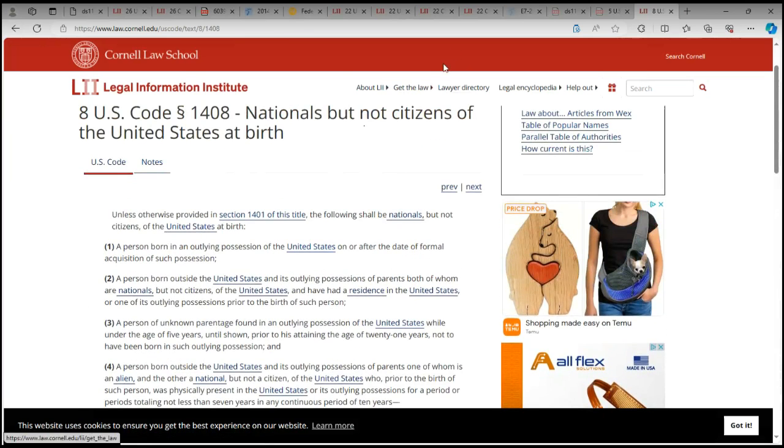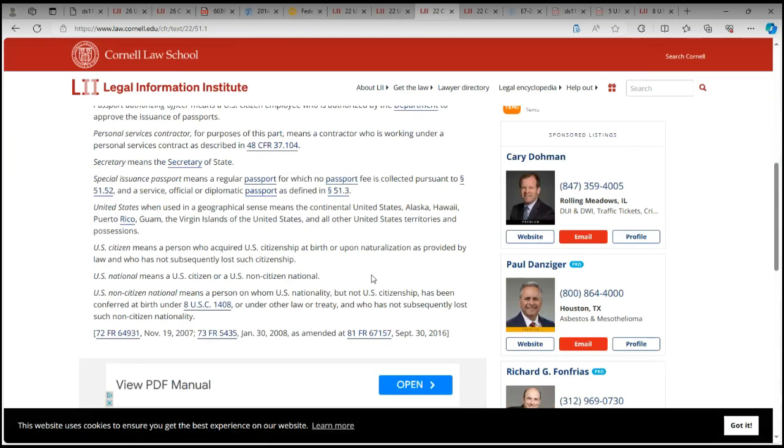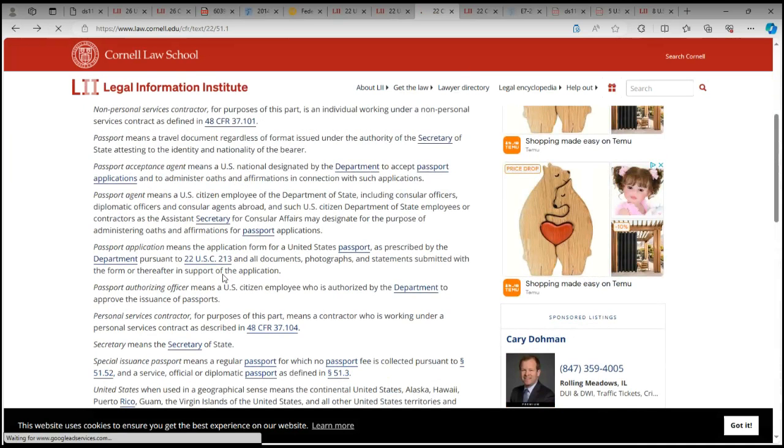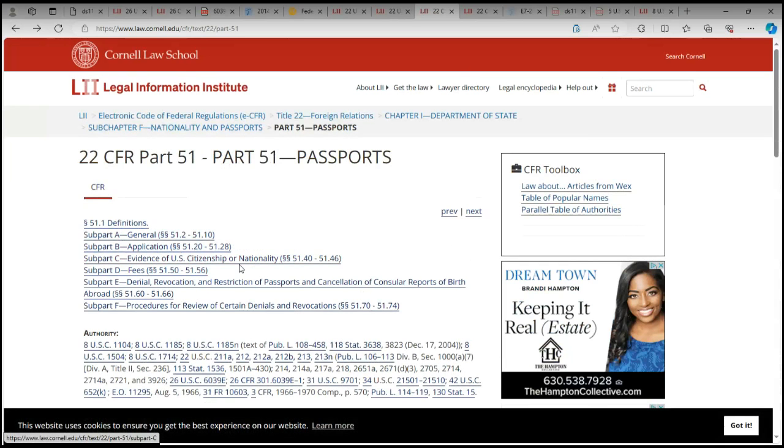I hope this is clear. Here, the definition for U.S. national means a U.S. citizen or a U.S. non-citizen national. So now if we go into the application, evidence of nationality, fees, denial, and all this stuff, right?